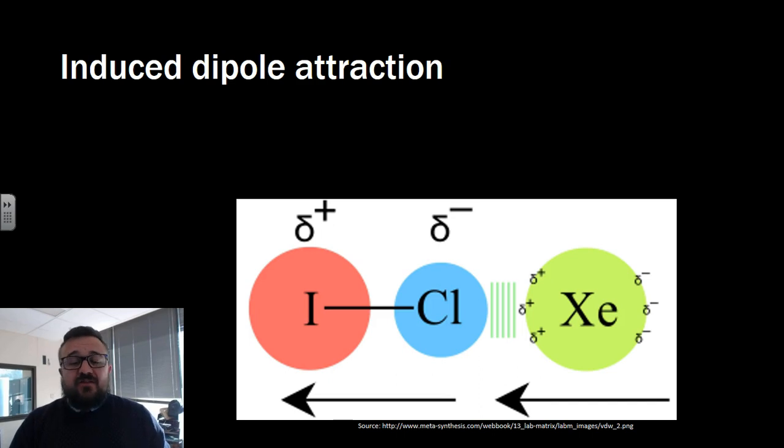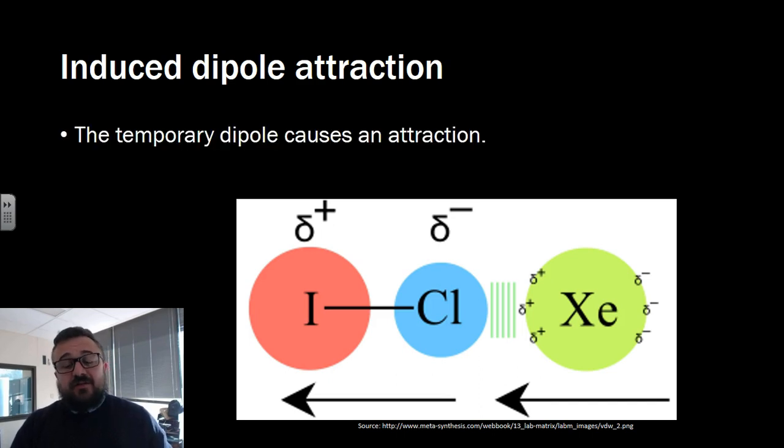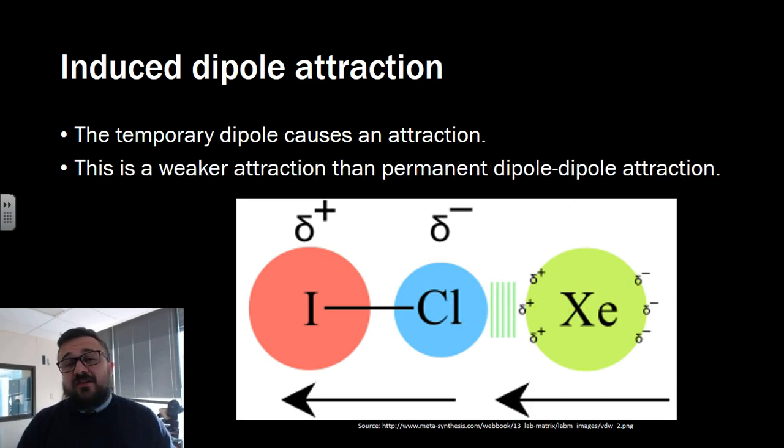So, what is an induced dipole attraction? The temporary dipole causes an attraction. So here we have a permanent dipole, and it causes a temporary dipole in the xenon here, and the xenon is then attracted, because the electrons are pushed over this side here, and the xenon is attracted to the chlorine here. It's a weaker attraction than a permanent dipole attraction, and it doesn't even have a touch on an intramolecular bond. These are intermolecular bonds, and they are much, much weaker than intramolecular bonds. It's also a bit weaker again than a permanent dipole.